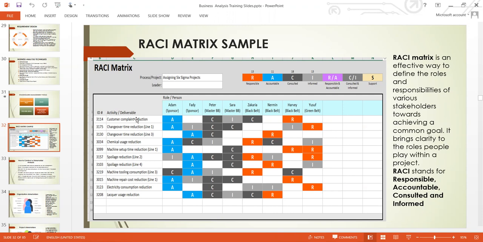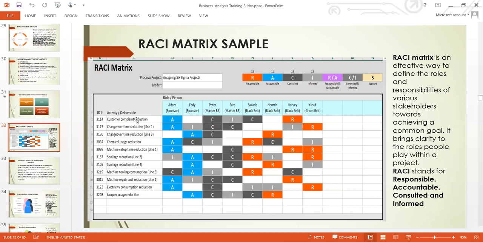So you know what everybody is doing at every point in time. This will help you to track the project. So as the project progresses, you keep on adding more activities in the RACI, and you keep on defining and knowing who is doing what. So it helps you to continue to manage your project without struggling.